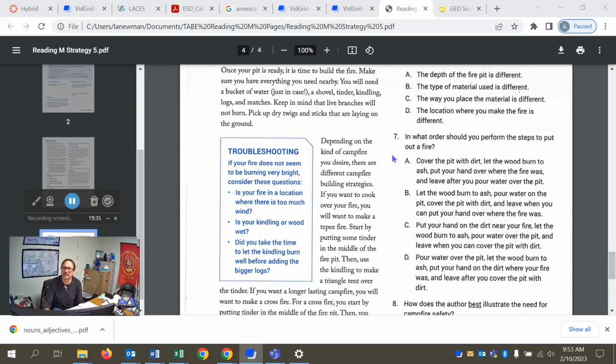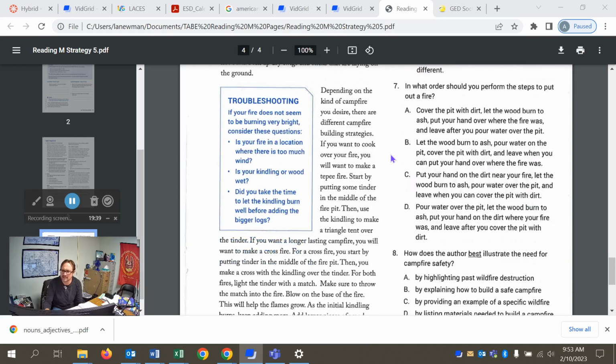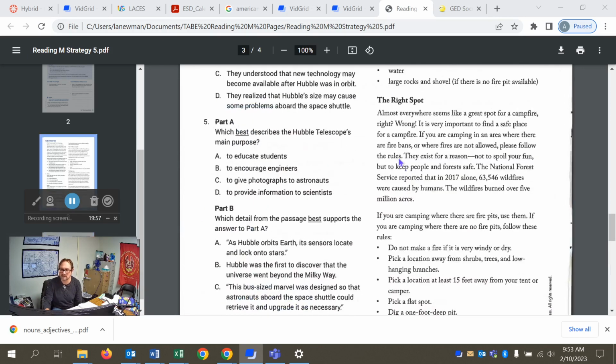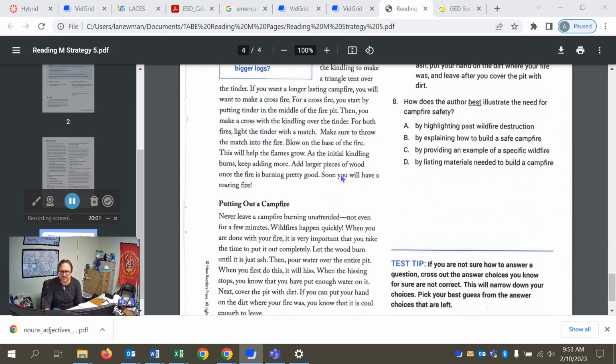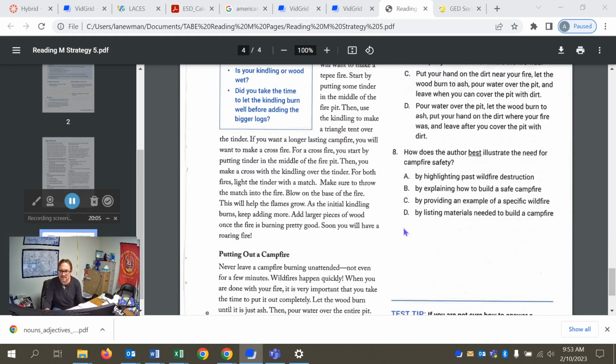So obvious kind of missequencing of the process. The answer here is B, letting the wood burn down to ash, pouring water on the pit, covering it, and leave when you can put your hand over where the fire was. An obvious correct sequencing, even if you don't know the process of building a fire, you can go back up to essentially the end of the passage that talks about putting out a campfire and see that sequence.